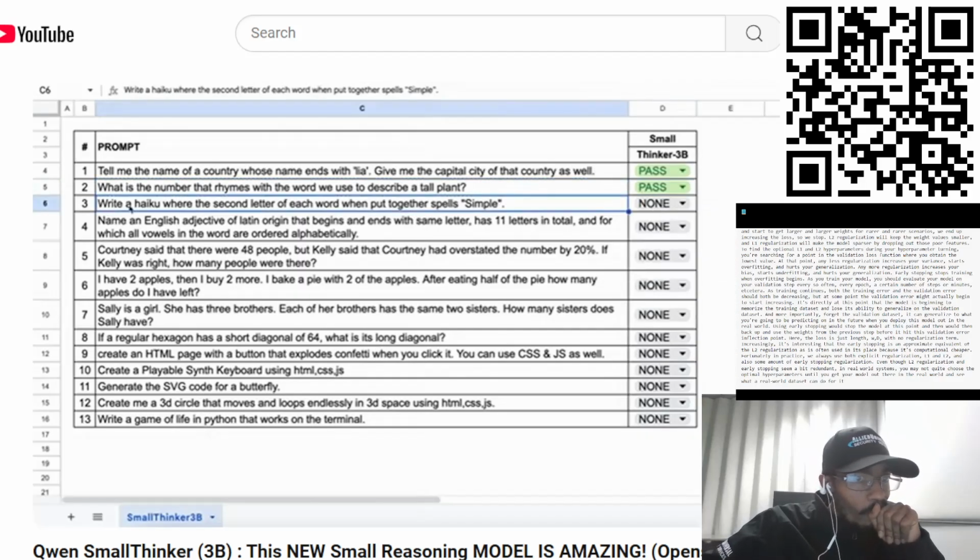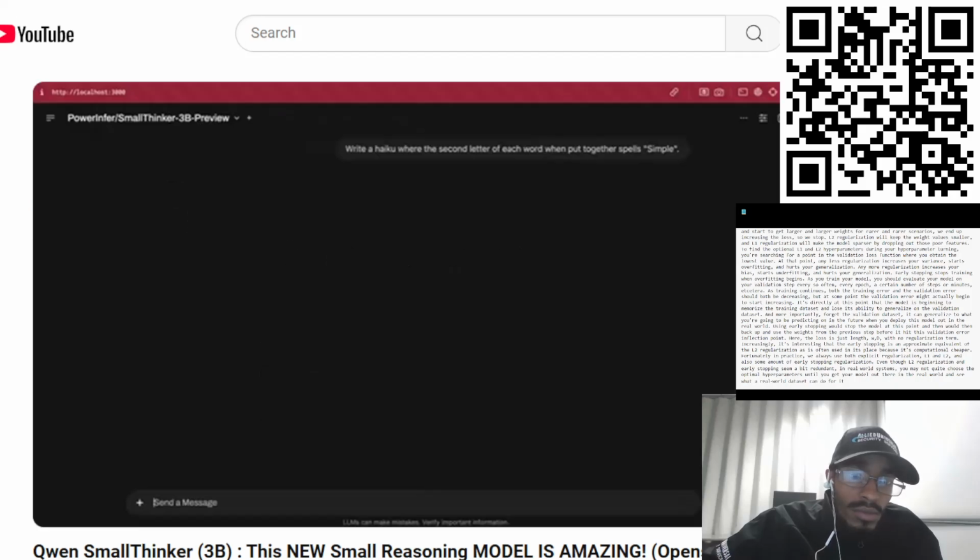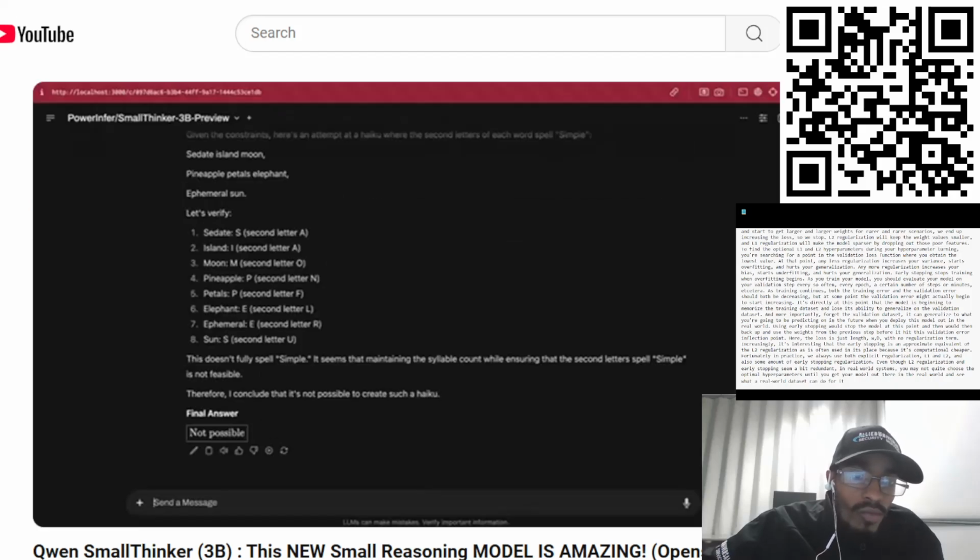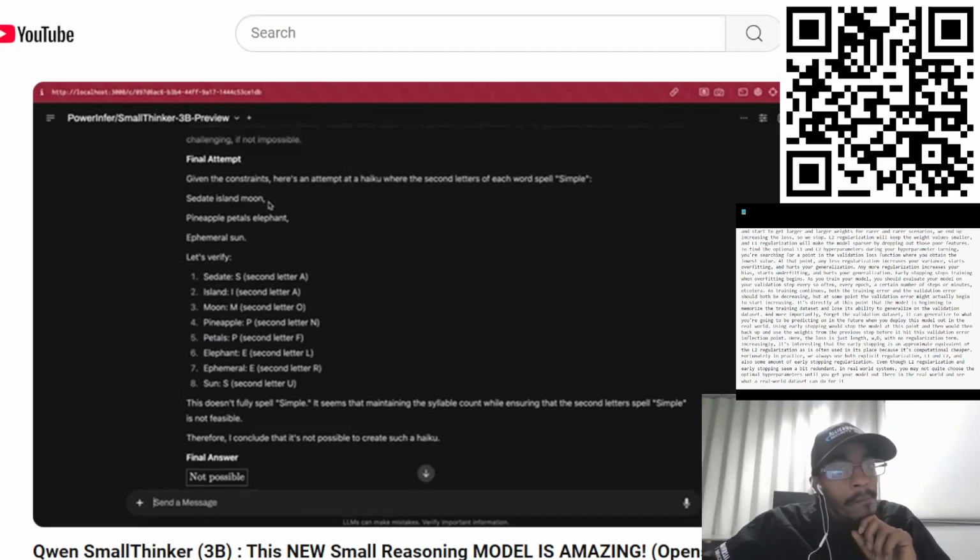The next one is, write a haiku where the second letter of each word, when put together, spells simple. Let's send it and see. Okay, it's now done, and this is not correct, although it tried and started to get a bit close. But this is a fail.